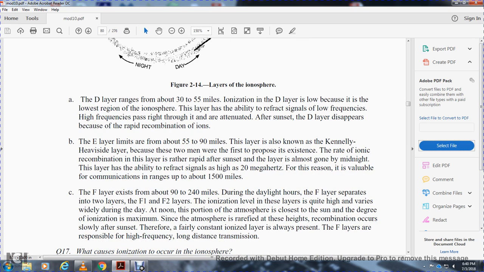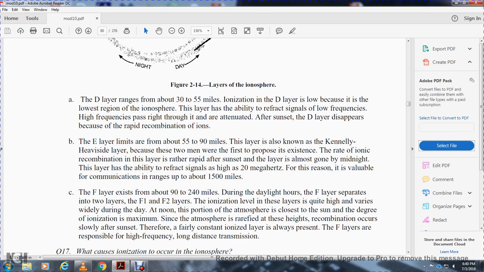The E layer limits about 50 to 90 miles. The layer is known to have only the daytime side because of the rapid recombination rate; it is almost gone by midnight. The layer's ability to refract signals as high as 20 megahertz makes it valuable for communication ranges up to 1500 miles. The F layer exists at 90 to 240 miles during the daylight hours.